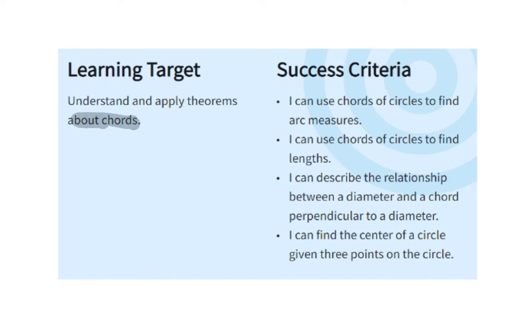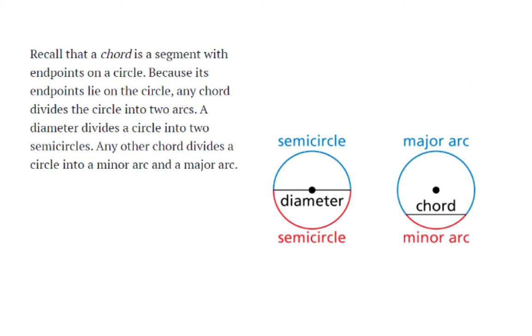So we're looking at applying theorems about chords. We should be able to use chords of circles to find arc measure, use chords of circles to find lengths, and describe the relationship between the diameter and a chord perpendicular to the diameter, which is kind of the big one. Find the center of a circle given 3 points on the circle. We've really already done that in our triangle chapter.